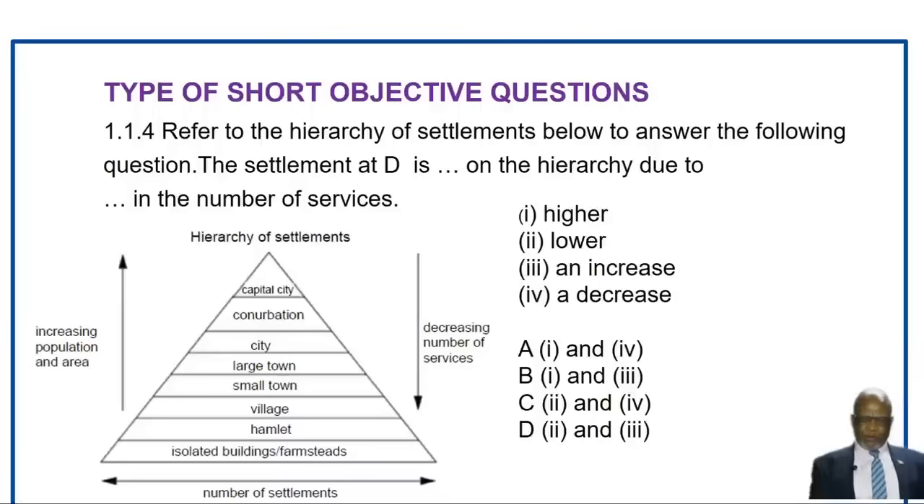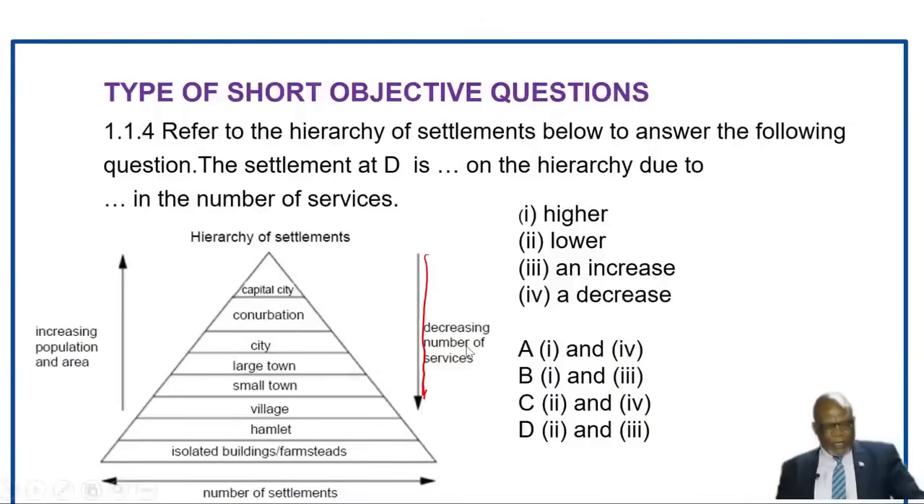So what do you have here? You have this diagram. This triangle is indicating the hierarchy of settlements. So what is the hierarchy of settlements showing us here? The arrows here are self-explanatory. When you move down, what is happening? There is a decrease in the number of services, and there is a decrease in the order of services. So when you go down, you're going to find mostly low order services.